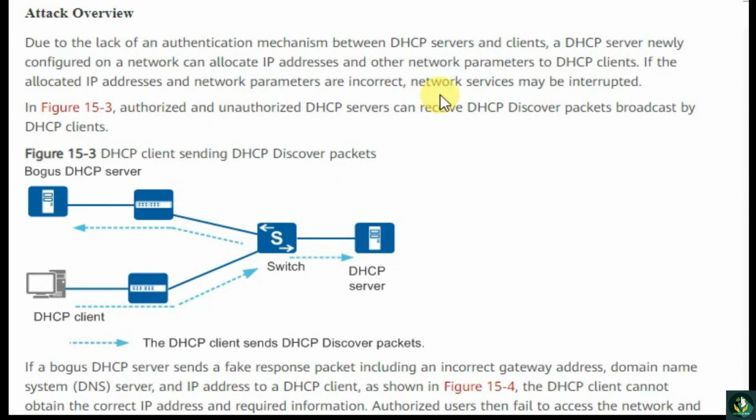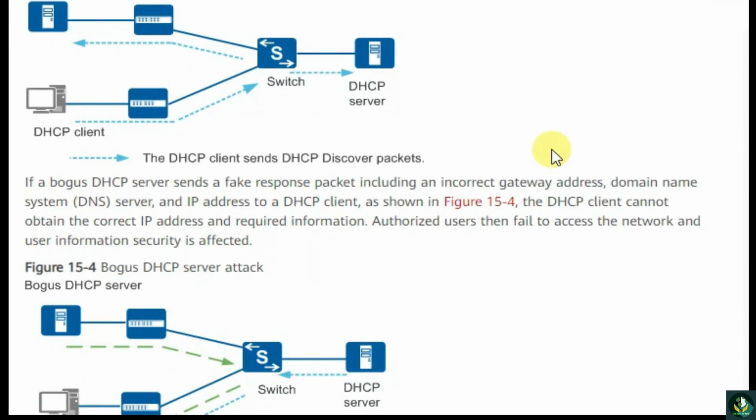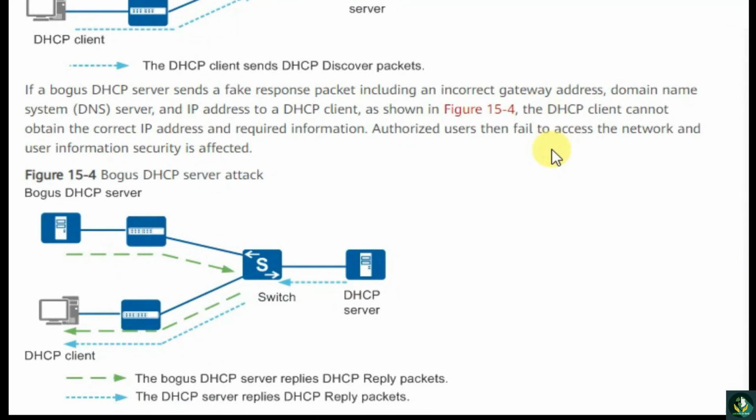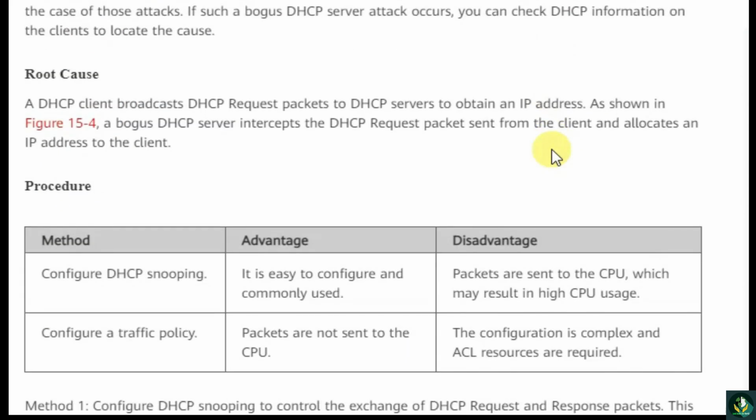DHCP clients send DHCP discover packets. A bogus DHCP server sends a fake response packet including an incorrect gateway address, domain name system server, and IP addresses.